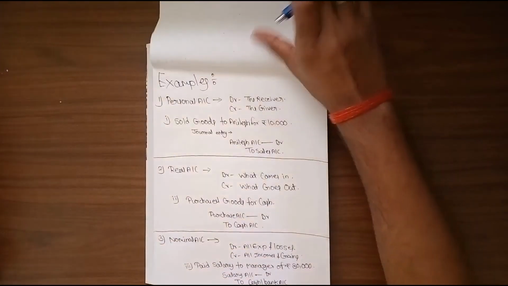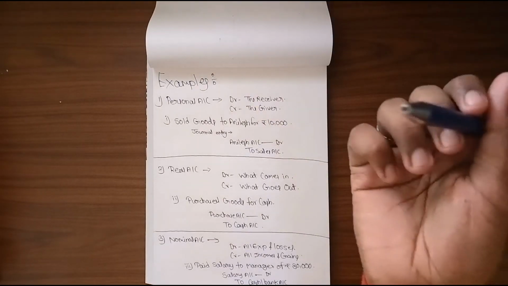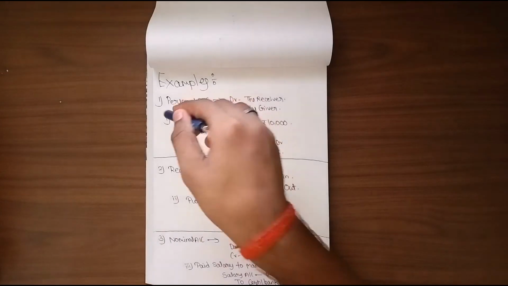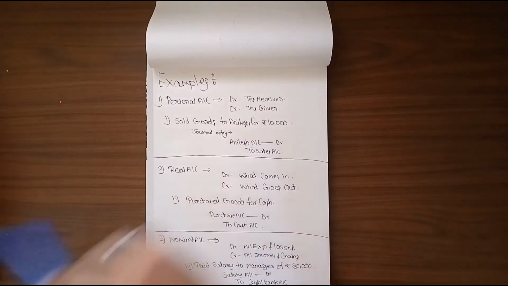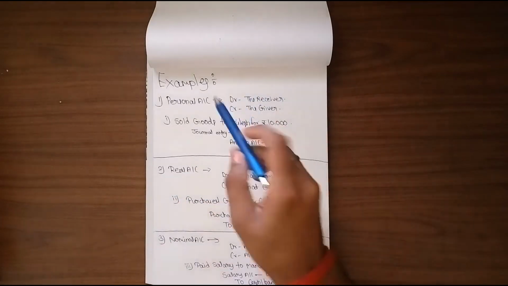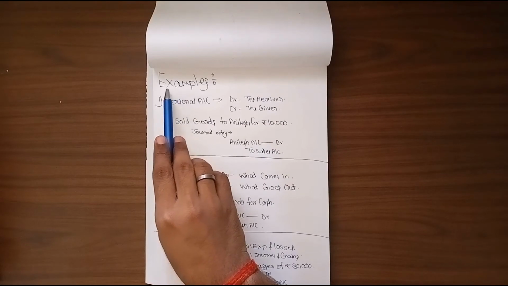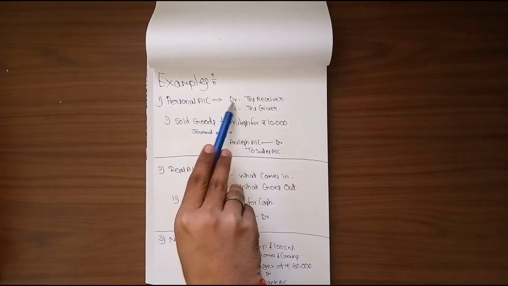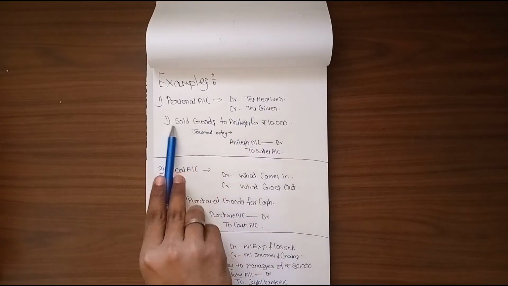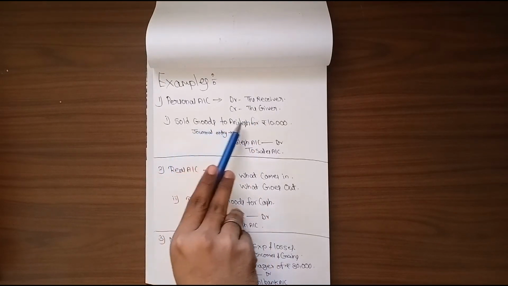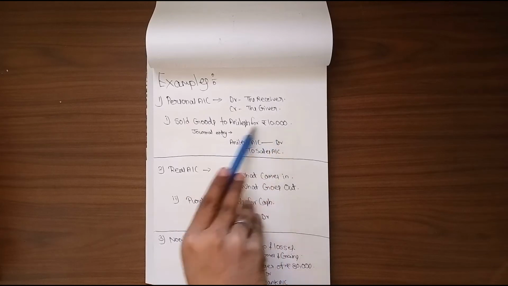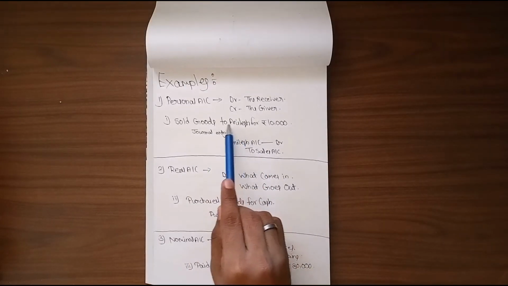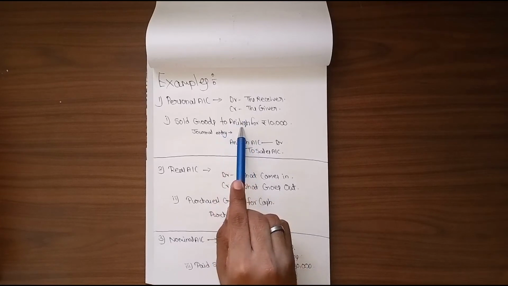Moving forward, now I'll be giving you some examples with which you can easily understand what will be personal account, what will be real account, and what will be nominal account. So please listen carefully. First, personal account. We have seen that debit the receiver, credit the giver. So the example is: sold goods to Anilesh for rupees 10,000. Now you have to see the person. Now who is the person? Anilesh.